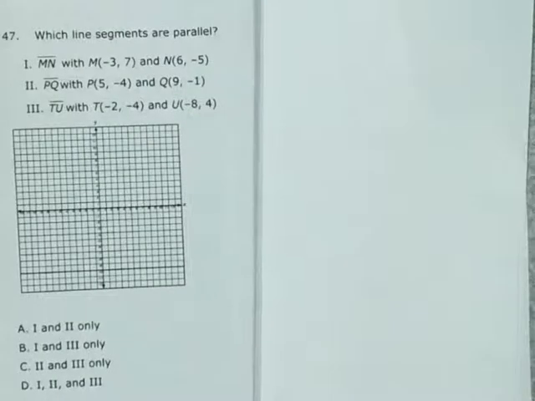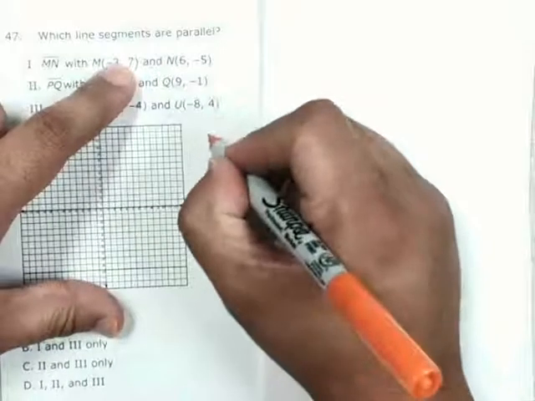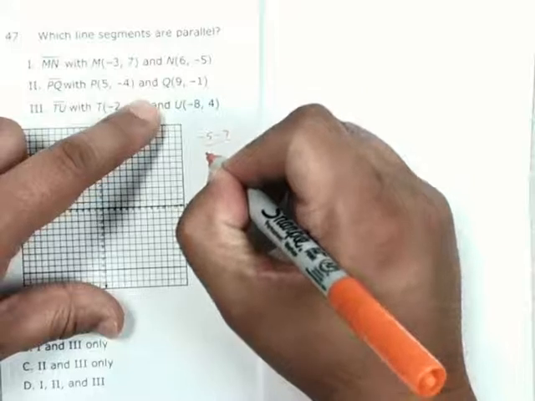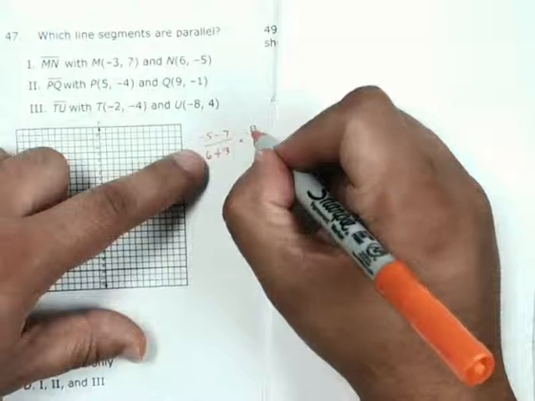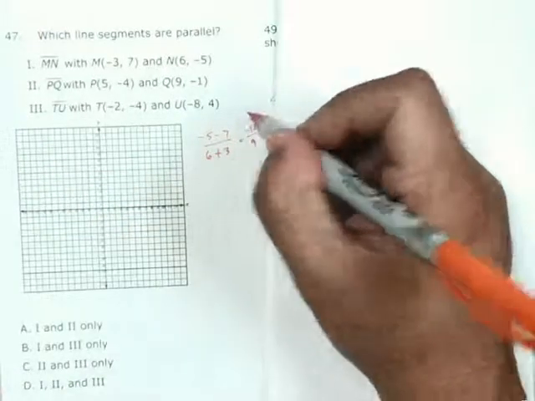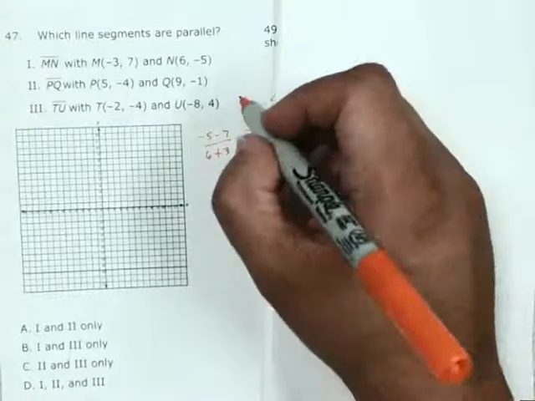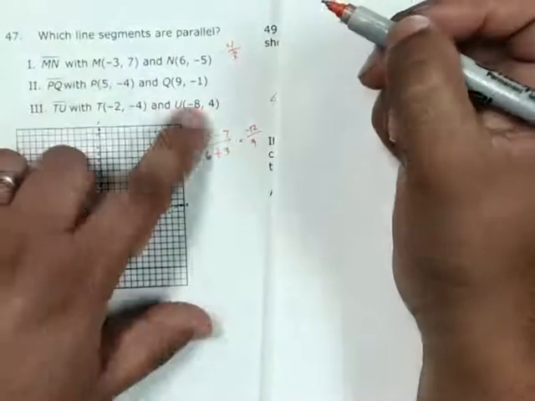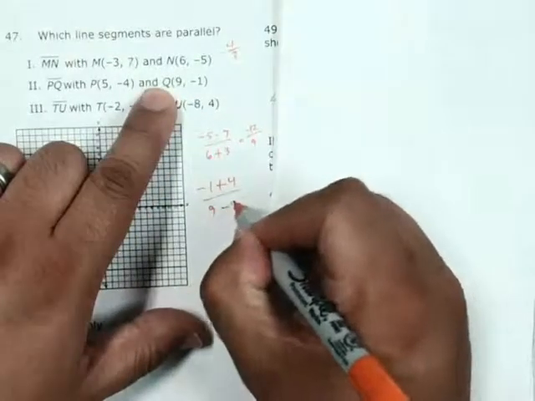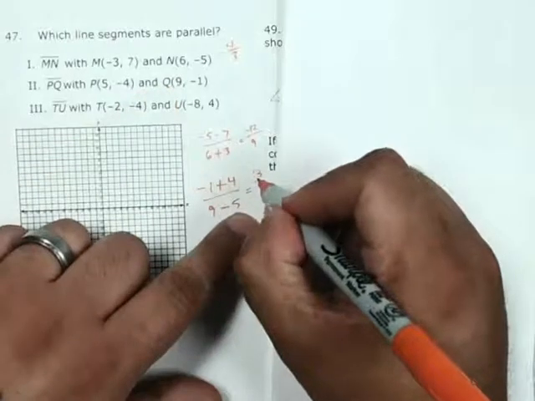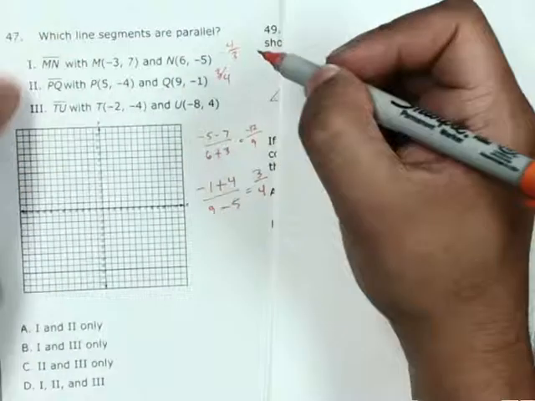For 47, you have to find out which segments are parallel, which means you need to find the slope of each one. So it's going to be y2 minus y1 over x2 minus x1. So that gives me negative 12 over 9, which reduces to negative 4/3 for this one. If I do the same with this one, negative 1 minus negative 4 over 9 minus 5, I get 3 over 4. So I know those two are not parallel to each other.